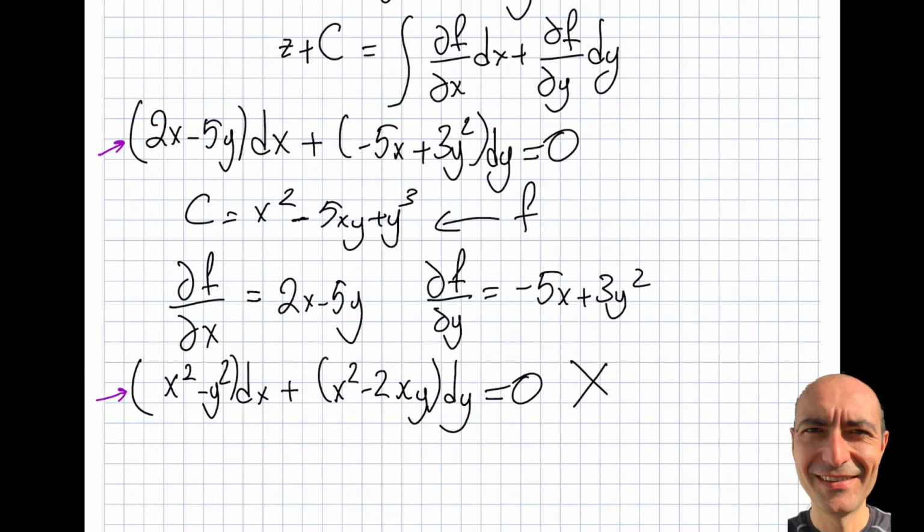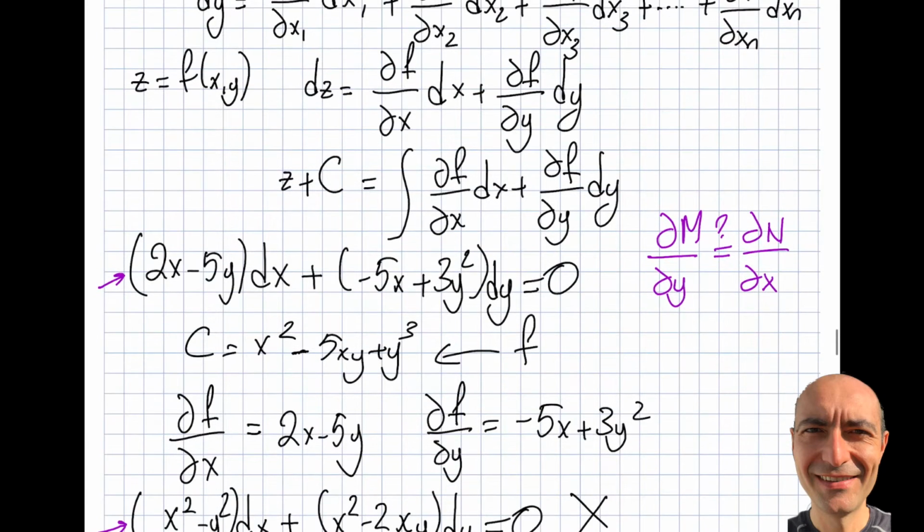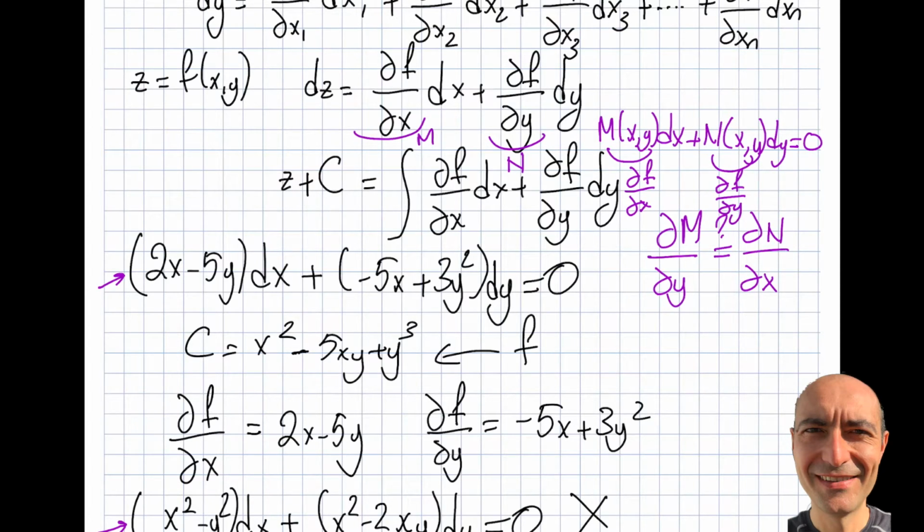Let's look into that, and I'll write the theorem. It's kind of fast. Here's what the theorem says: if del M del y is equal to del N del x, this is an exact differential. Here's what we call M, and here's what we call N. So let's write this: M(x,y) dx plus N(x,y) dy is equal to 0. That's what the differential equation is. In this particular case, obviously this is del f del x and this is del f del y. So this is what I need to check.